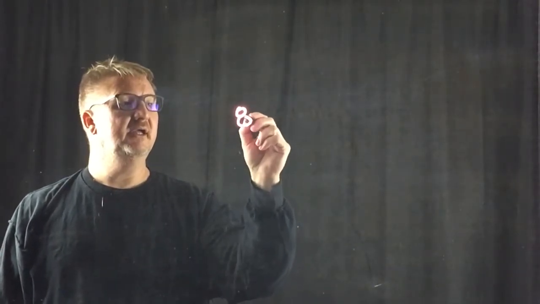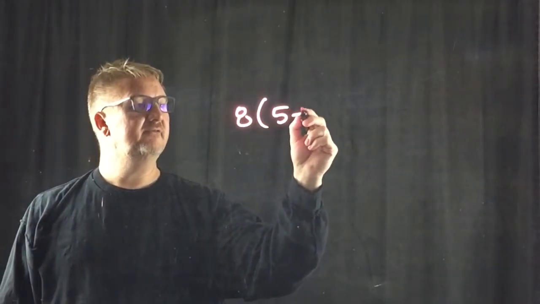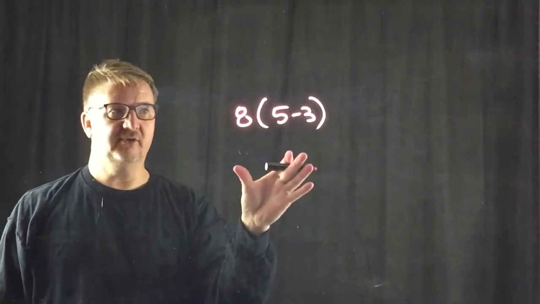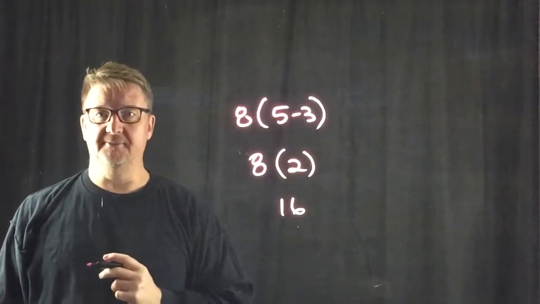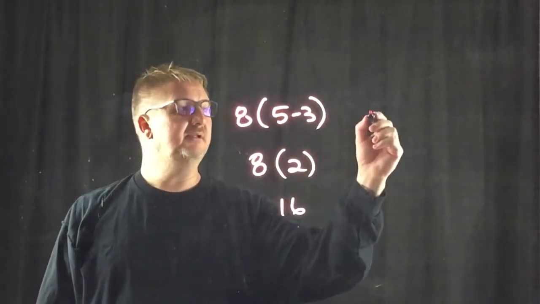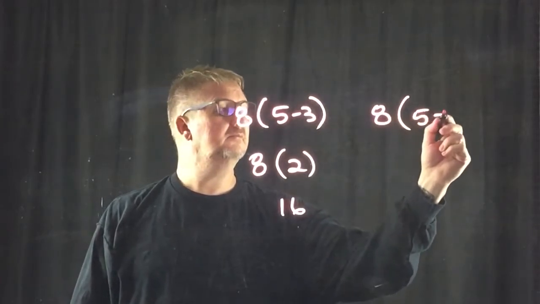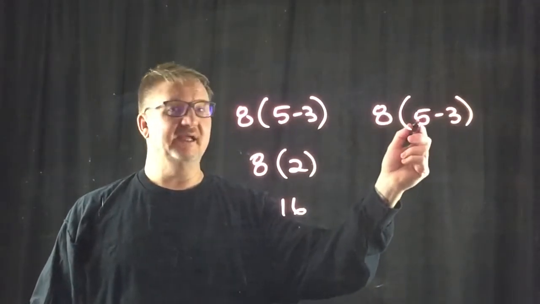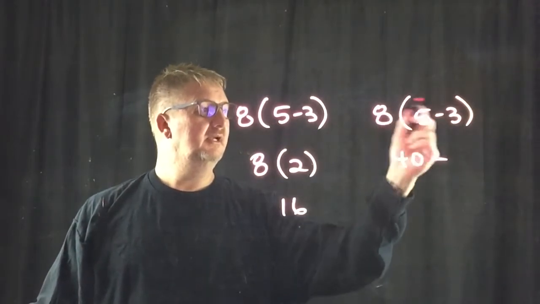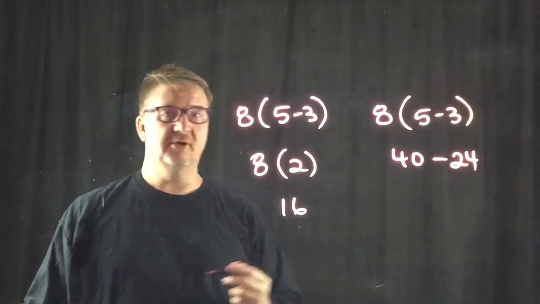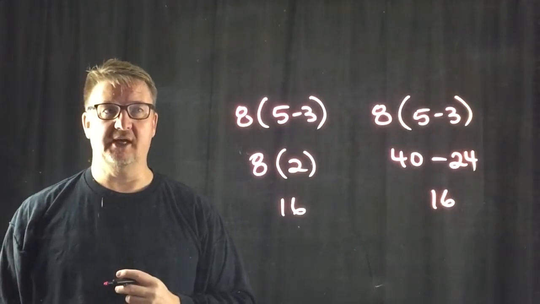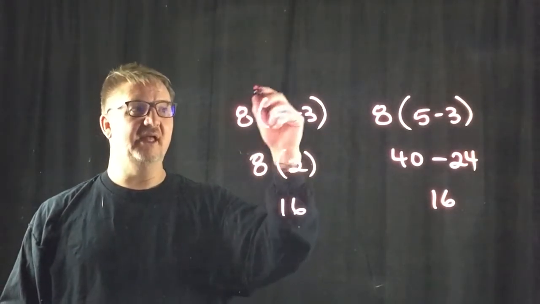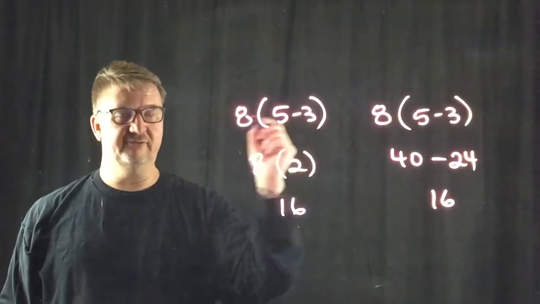Let's look at a difference real quick as well. I have 8 times 5 minus 3. If I solve it like this, I have 8 times 5 minus 3, which is 2, and I wind up with 16. If I use the distributive property, I multiply 8 times 5 and get 40, and then 8 times 3 is 24. If I subtract 24 from 40, guess what? I get 16. That's the distributive property. I distribute the 8 to each one of the numbers in either the difference or the sum.